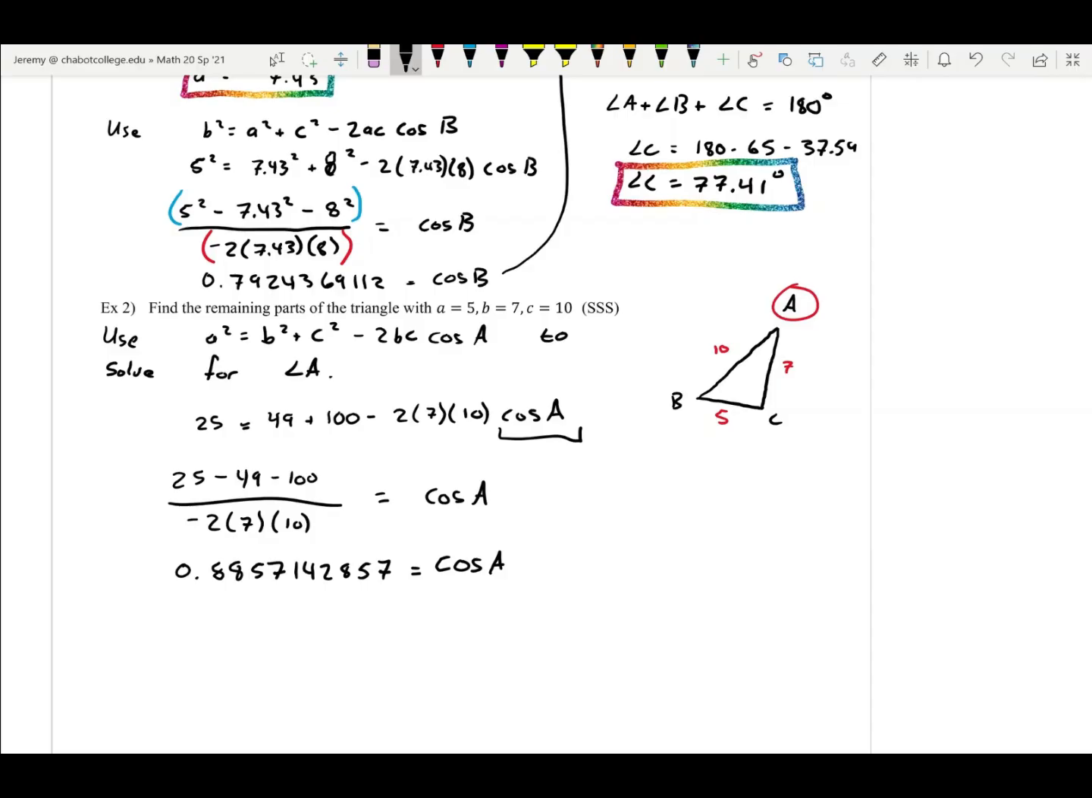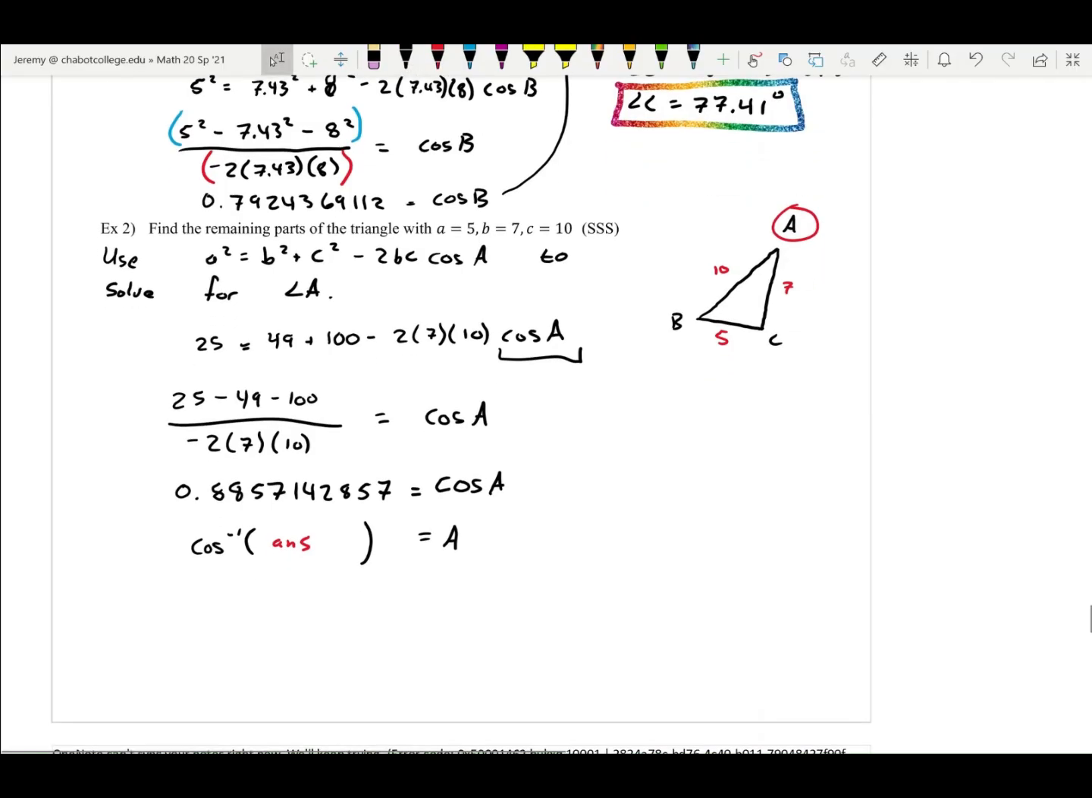And then on my calculator, I'm just going to find the inverse cosine of the answer. So A is going to be equal to cosine inverse of that whole number that I just found right there. And here's what I get. Inverse cosine of the answer is equal to about 27.66 degrees. All right, very good. So I'll put a box around that, and we are on our way here.